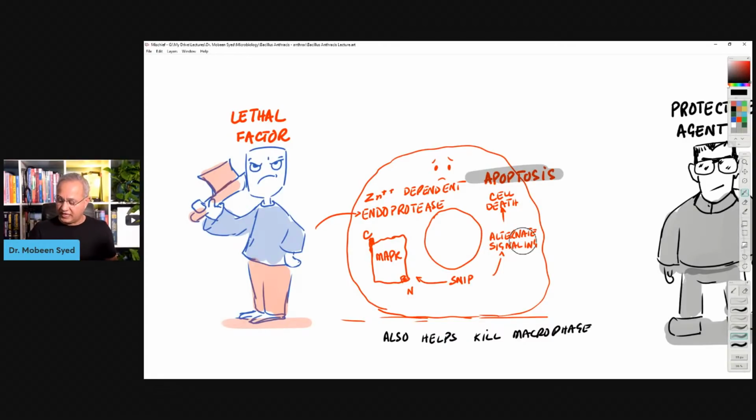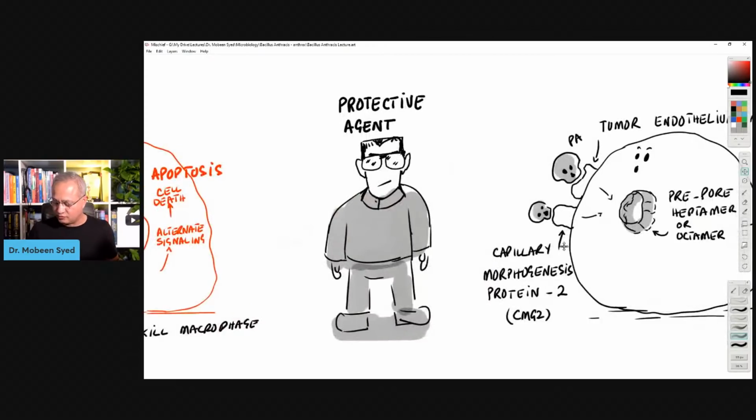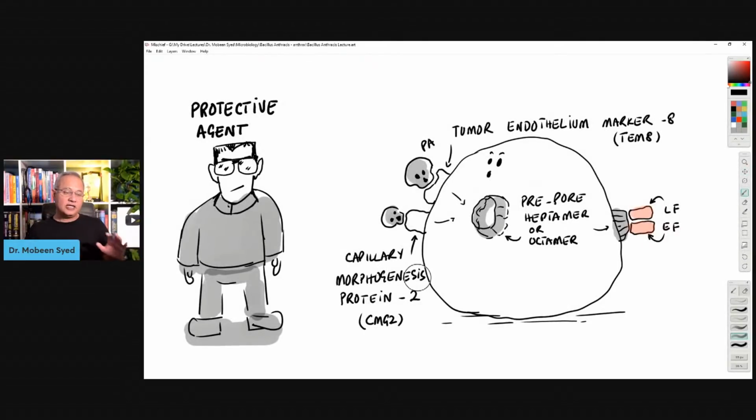We'll talk more about the anthrax itself tomorrow. Today, I wanted to make sure we talk about the pathogenesis. And finally, is the protective agent. This pathogen has 3 virulence enzymes, and that was edema factor, lethal factor, and the third one is a protective agent. And why did I make him look like this? Because without this agent, the other 2 cannot work.